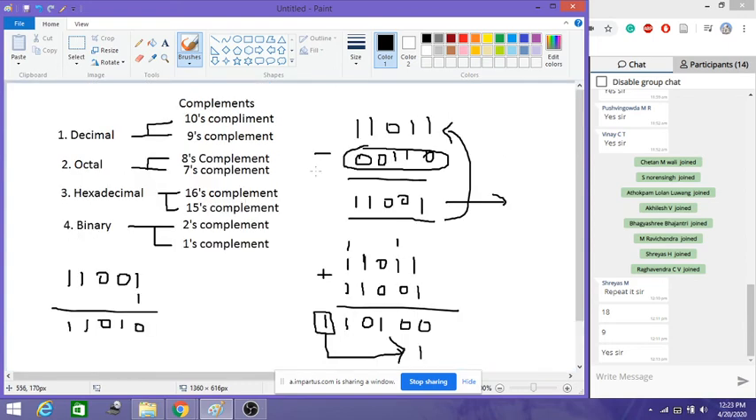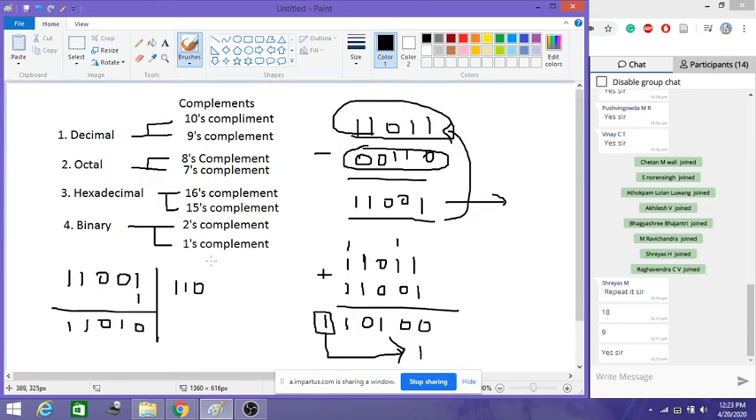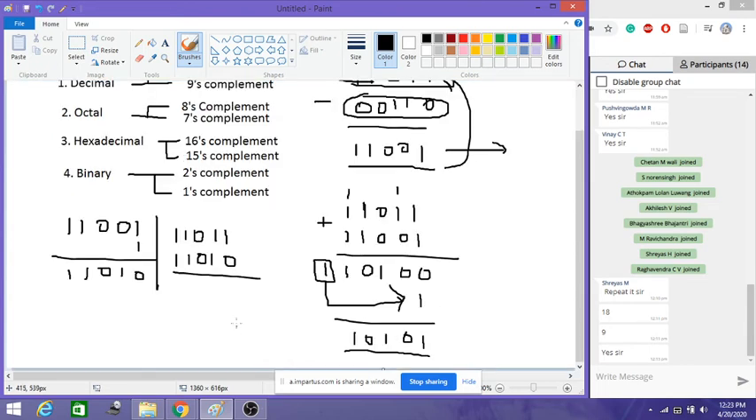Now I have to add this with the minuend. The minuend is this number, so let me add with this. It is 1 1 0 1 1. Let us add this 0 1 0 1 1. When we add this, we get 1, this is 0, there is a carry 1. We are doing addition. So 0, there is one carry 1, and here we'll get a carry. In this case, whatever carry we get, we have to neglect it. So our final answer is only this.